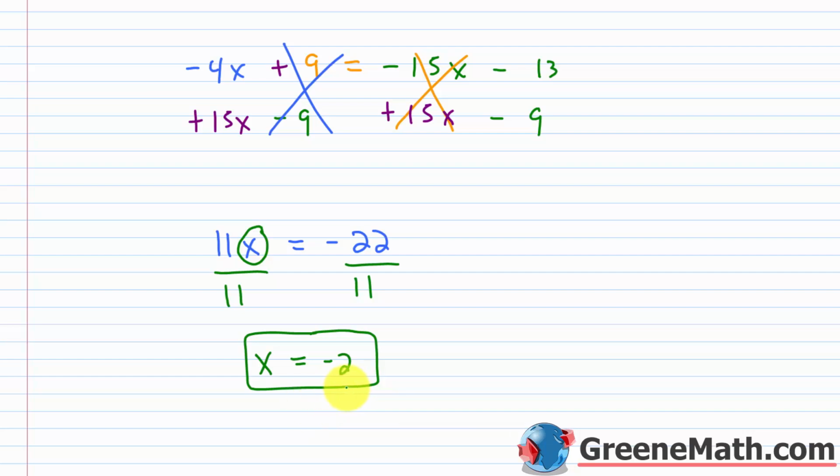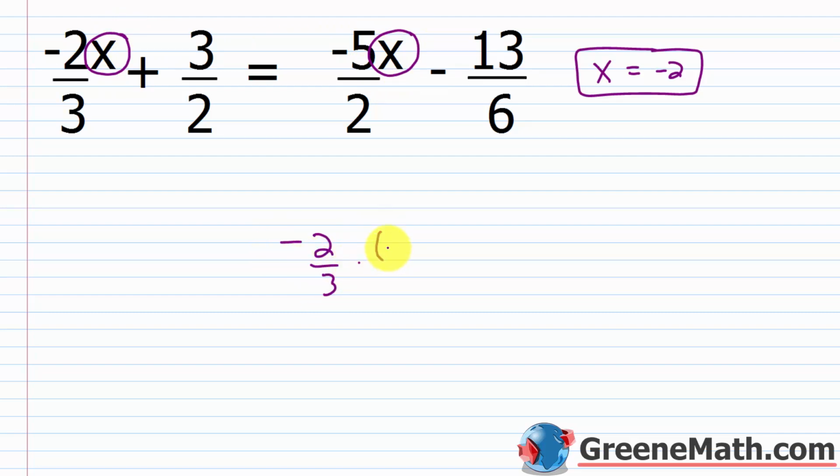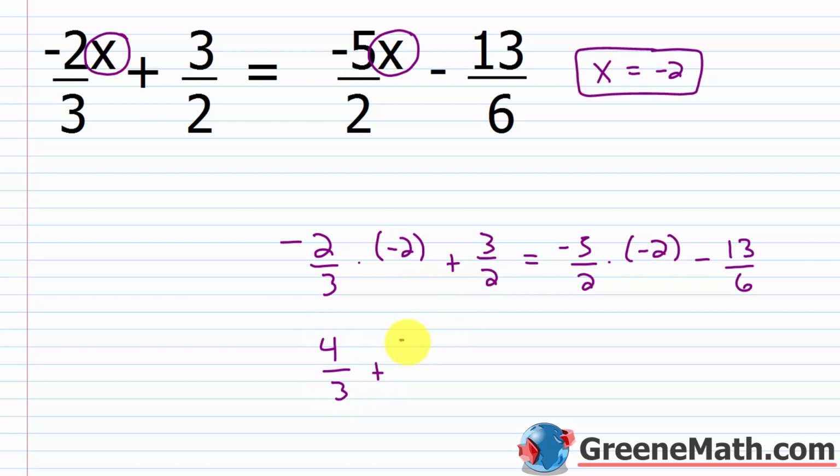So to check, we want to plug a negative 2 in for each occurrence of x in the original equation. So let me erase everything. We're going to go back up. All right, so what we want to do, remember our answer is x equals negative 2. We want to plug negative 2 in for each occurrence of x. So there and also there. So I would have negative 2/3 multiplied by negative 2, then plus 3/2. This is equal to negative 5/2 multiplied by, again, negative 2, and then minus 13/6. Okay, so up here we have negative 2 times negative 2, that's 4. So I would have 4/3 plus, over here, 3/2.